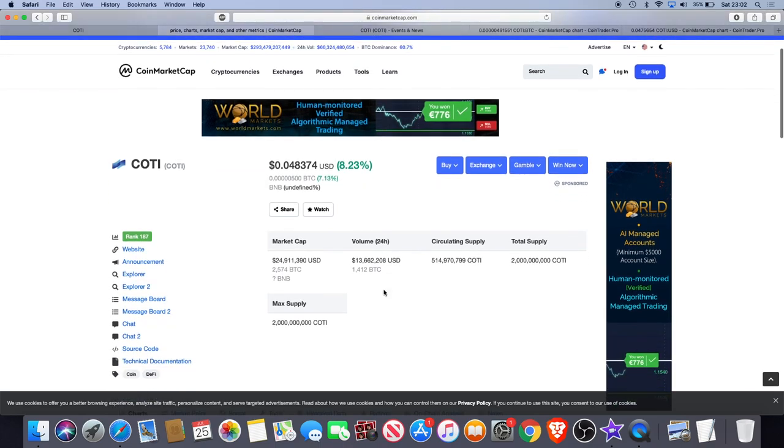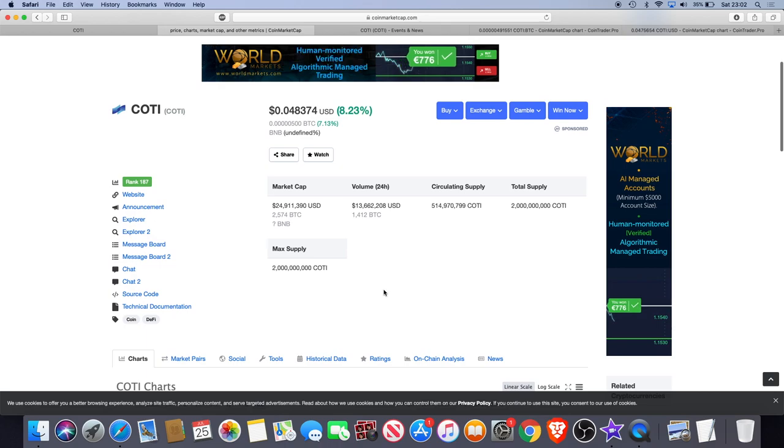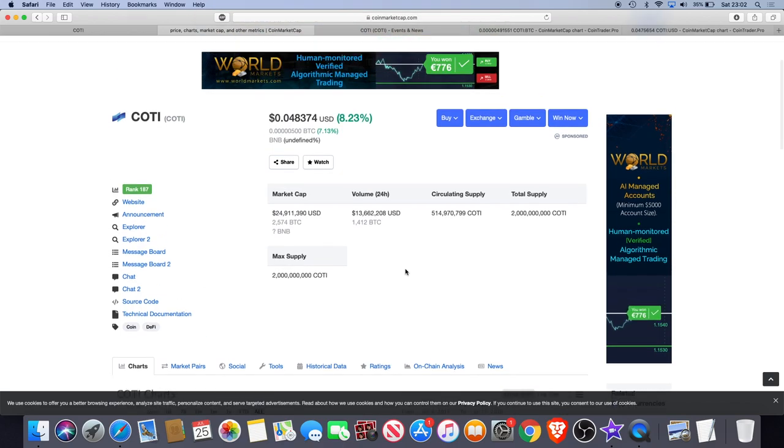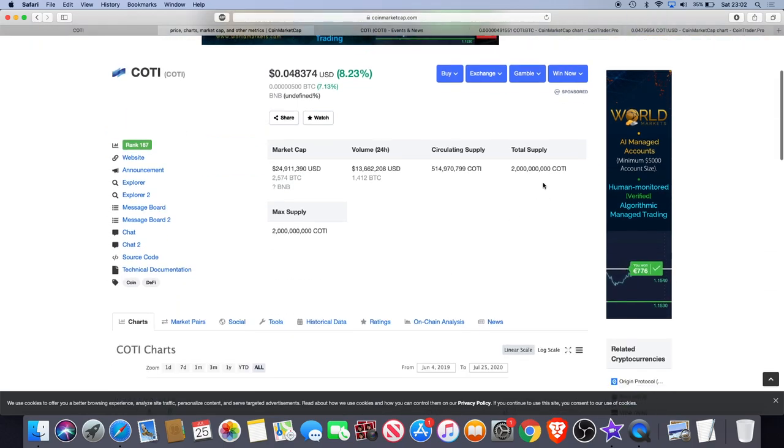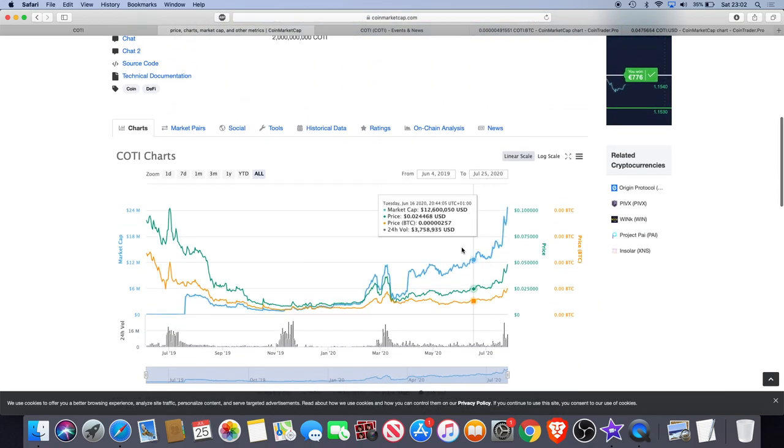But let's just start with CoinMarketCap. It's currently sitting at 4 cents, ranked number 187. Still a low cap gem. It's under 30 million, almost 25 million. Okay, now, you know, it's good to get in under the 10 million mark, even under the 1 million mark. But this, to me, has the potential to go into the hundreds of millions to the billions. And you'll probably see why in a little while. Total supply is currently 2 billion. Circulating supply, 514 million.